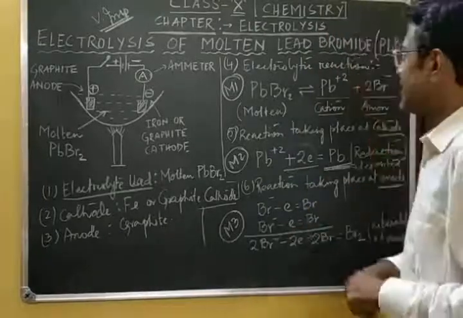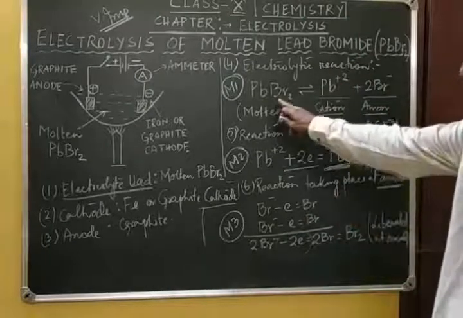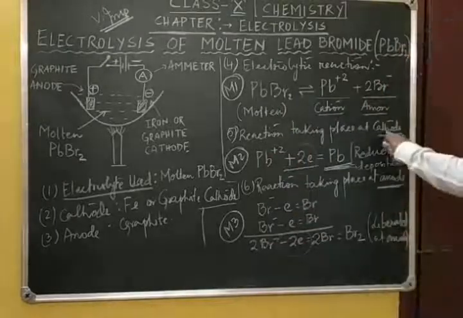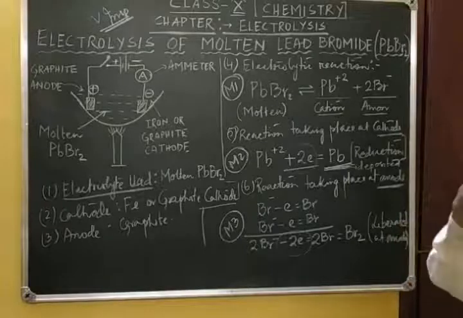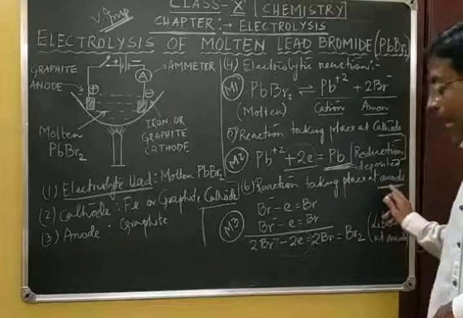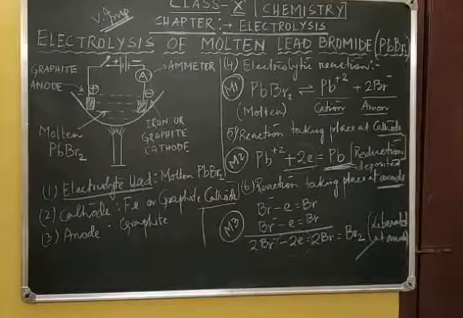But the main thing is the electrolytic reaction, the dissociation of the compound into its constituent ions, and the reaction taking place at the cathode. Whether it is deposited, you have to mention it. Whether it is liberated, you have to mention it. And the reaction at the anode. So prepare this very properly. This is very important for your ICSE.